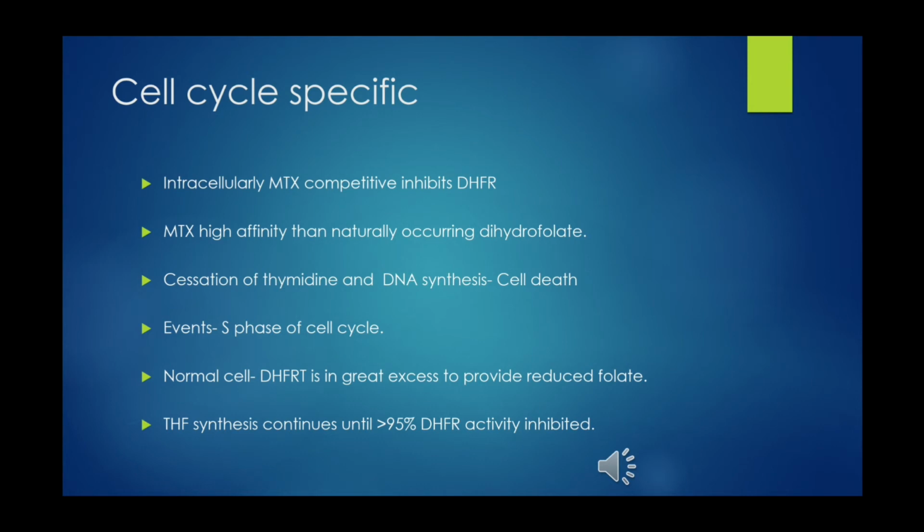Dihydrofolate is in great excess in a normal cell to provide reduced folate. Hence, the cells most commonly affected are the neoplastic cells. Tetrahydrofolate synthesis continues until there is more than 95% cessation of the DHFR activity.